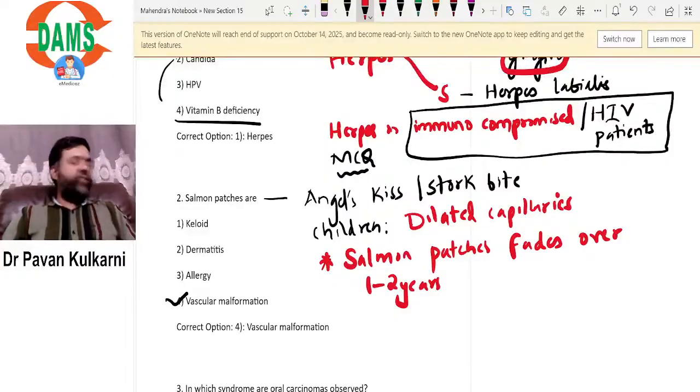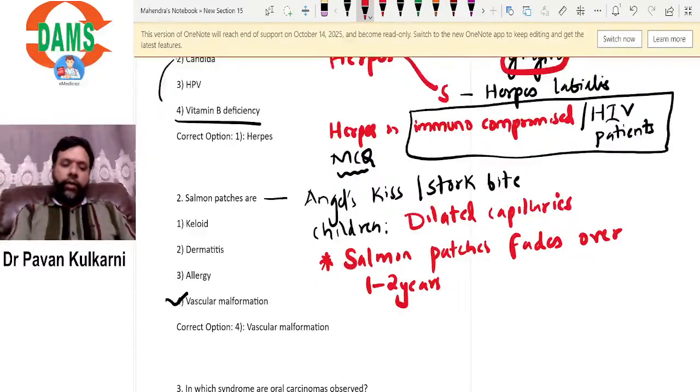That is not seen in case of the port wine stain. Port wine stain is a type of hemangioma. Salmon patch is a type of vascular malformation, also known as angel's kiss or stork bite. It occurs because of dilated capillaries, typically in children. However, the most important point you have to remember in salmon patches is that the color of the patch will fade over 1 or 2 years. It will not remain like that. That's the main difference from port wine stain. Port wine stain doesn't fade like that.